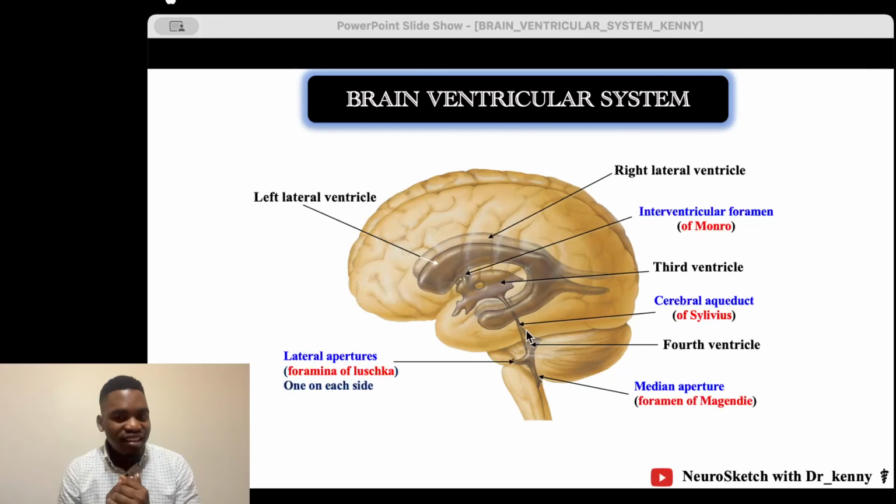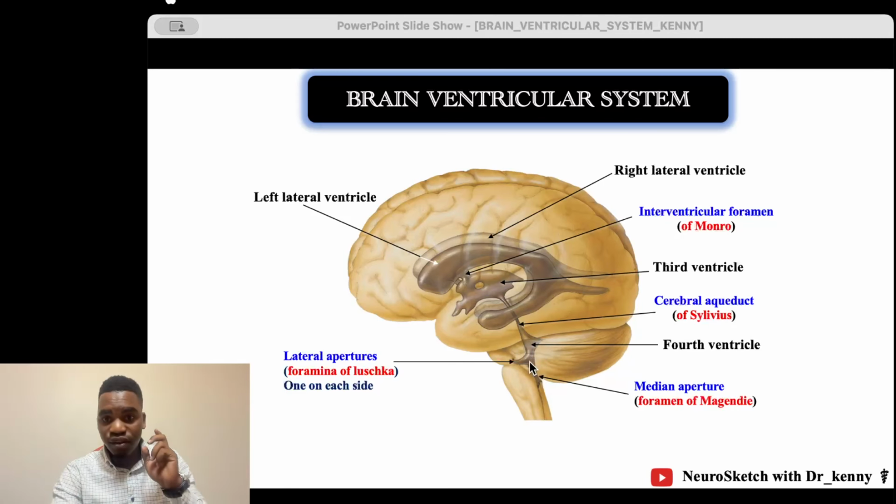We have already seen how these ventricles communicate with one another, but how does this fluid leave the ventricular system? After the fluid has been formed within the ventricles and has circulated within them, it has to leave the ventricular system. It has to go out of the ventricles to the subarachnoid spaces. And how does it leave to the subarachnoid spaces?